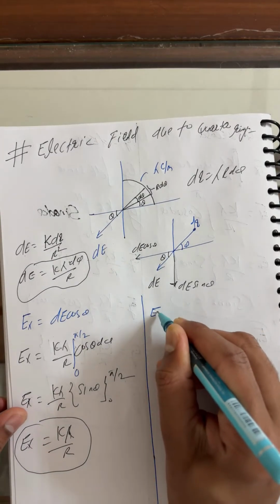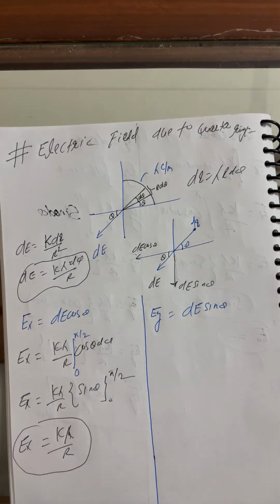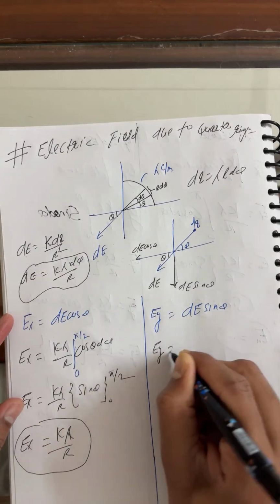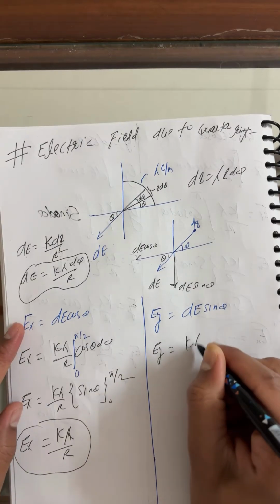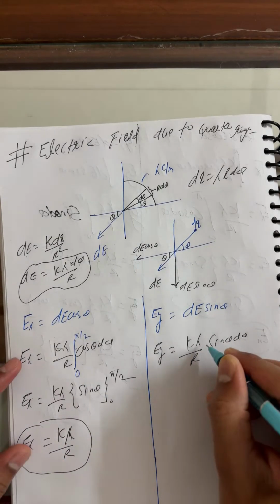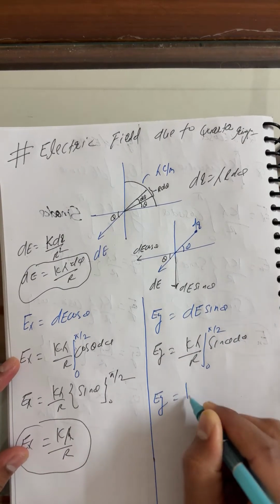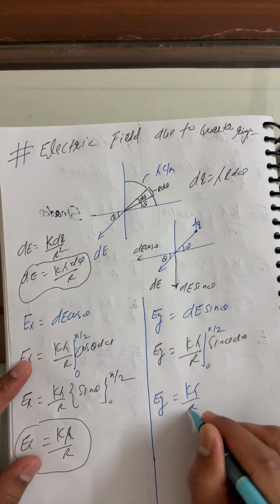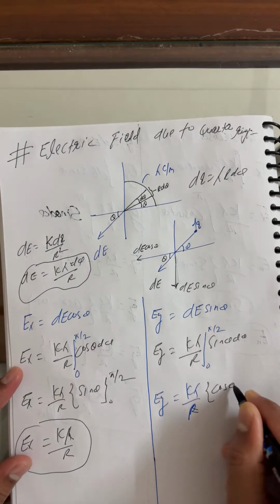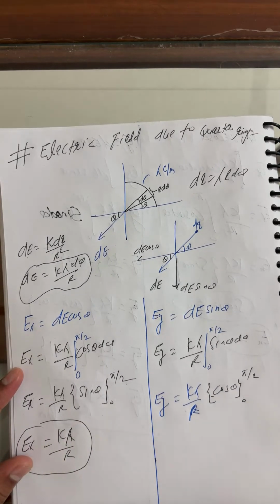Now you can say this is Ey. dEy is sin theta dE, which we already calculated. So this is Ey: dE is k lambda by r sin theta dθ. Limit you can apply, 0 to pi by 2. So Ey is k lambda by r, and the integral of sin theta is minus cos theta, just keep in mind.